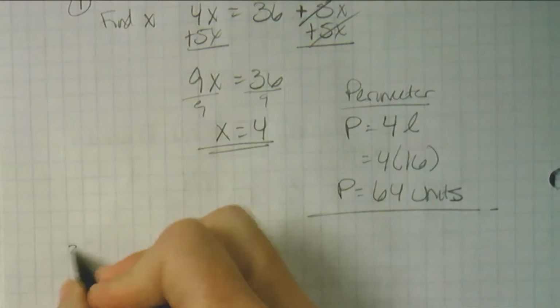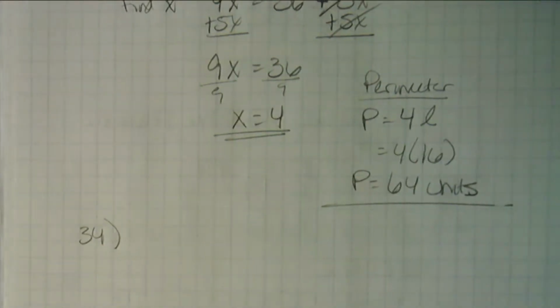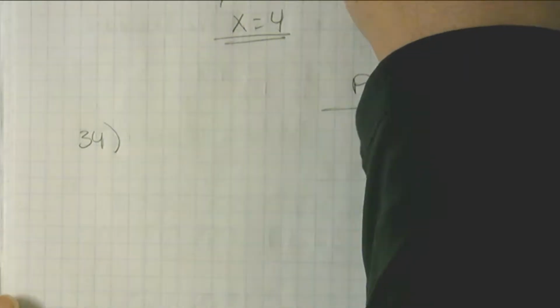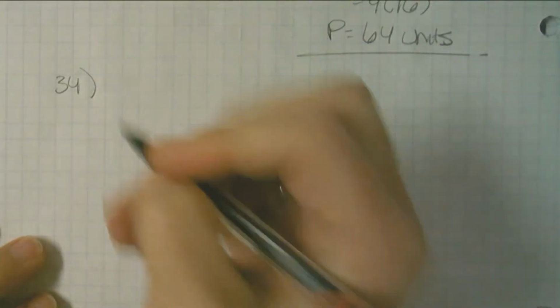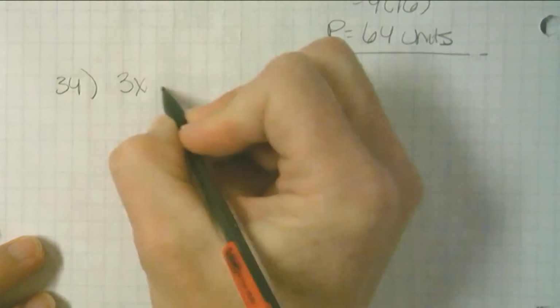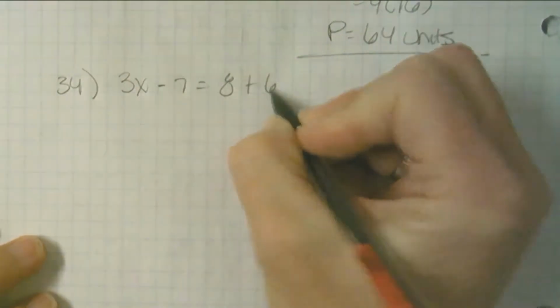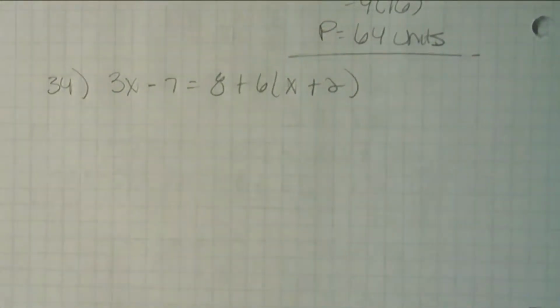All right, let's take a look at 34. So 34. These are types that I would give you guys. Our problems 34 through 37, these are ones you're going to see on a homework quiz as an advanced group. All right, so 34 said I have 3x minus 7 is equal to 8 plus 6 times the quantity of x plus 2. You guys, you have to follow order of operations.